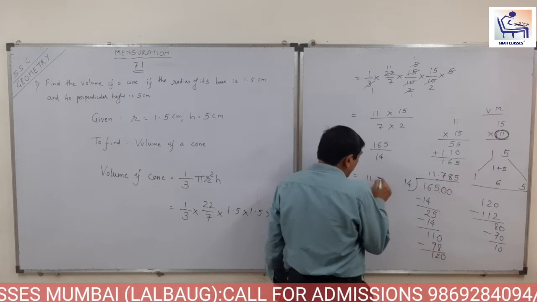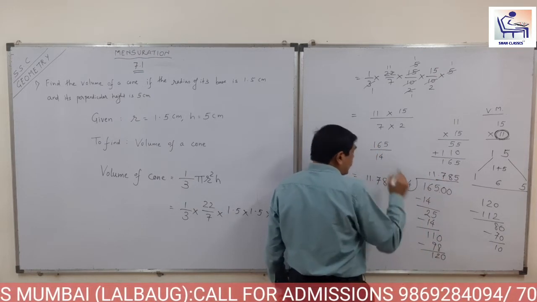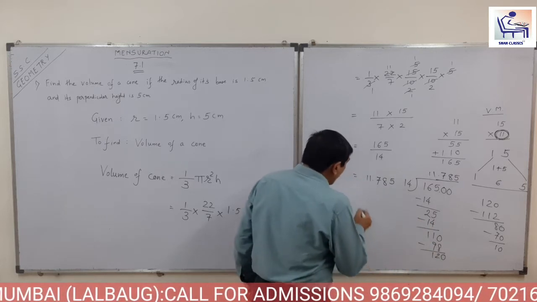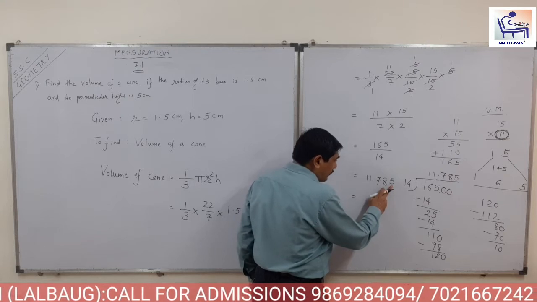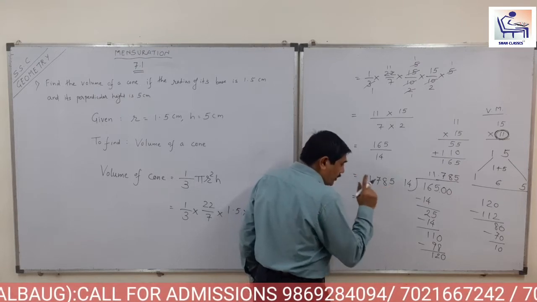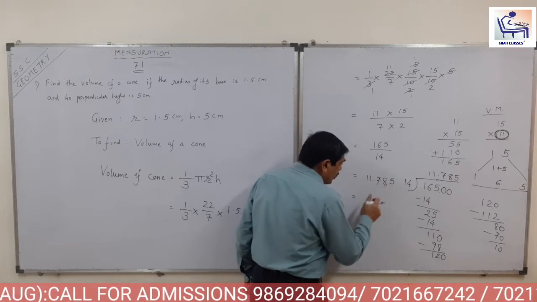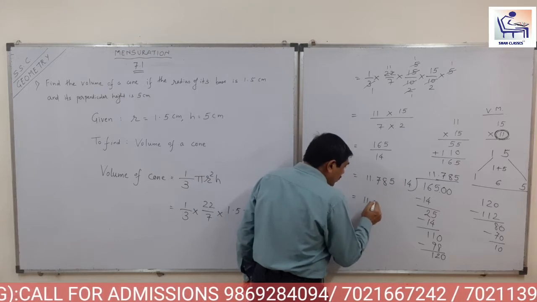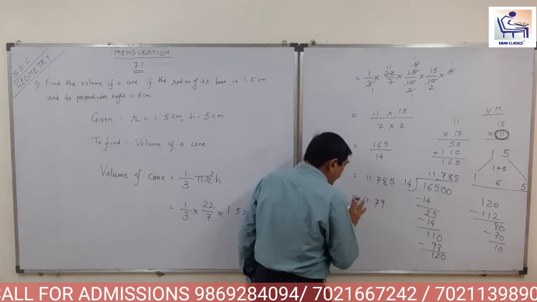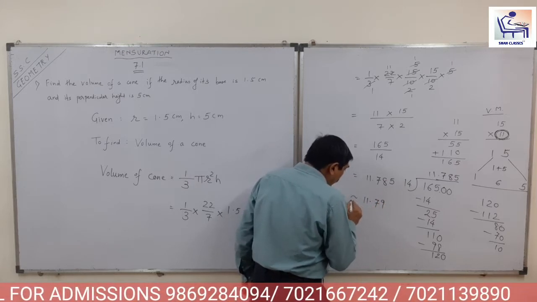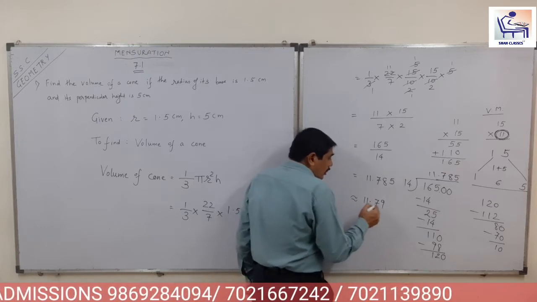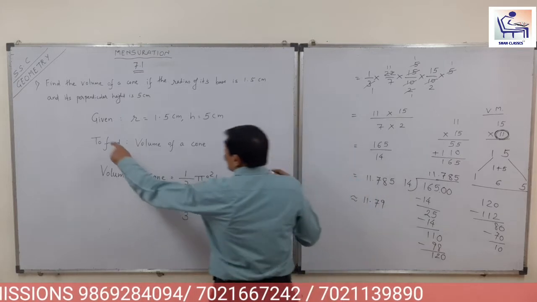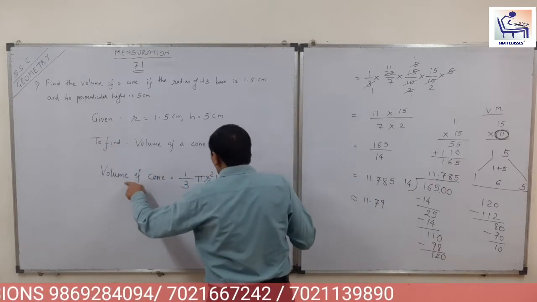So we got here 11.785. Whenever you find the third digit is 5 or more than 5, then we have to add up 1 to the second digit. So our answer is 11.79, and here we apply the approximation sign. This is the sign of approximation. Okay, and your answer, this is a volume. We have to find out the volume.